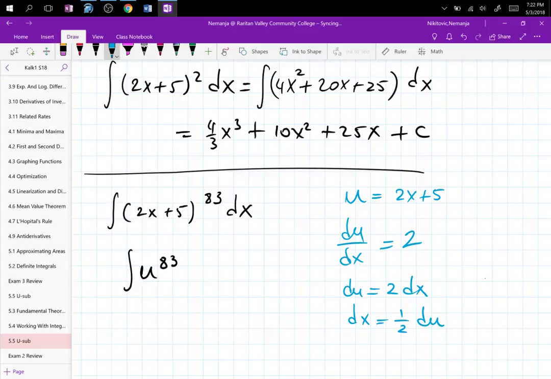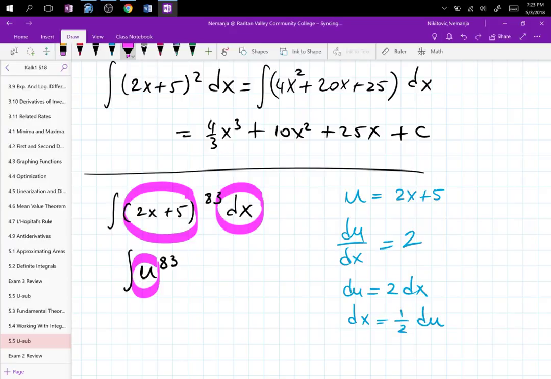So please understand that we replaced 2x plus 5 with u. And now I am going to replace dx with 1/2 du.